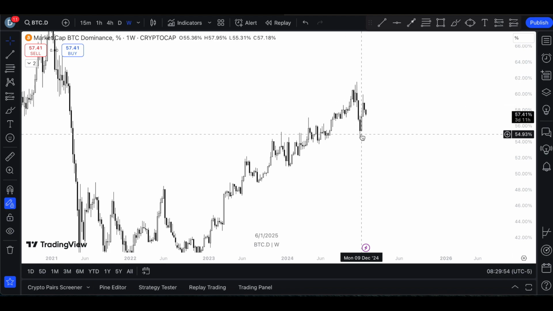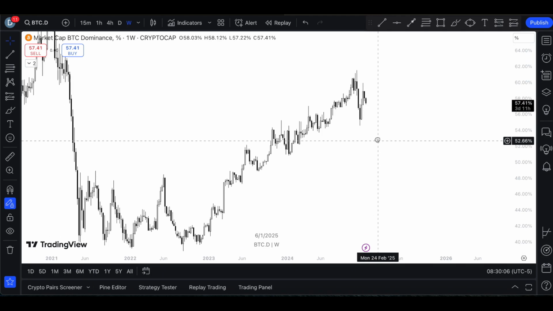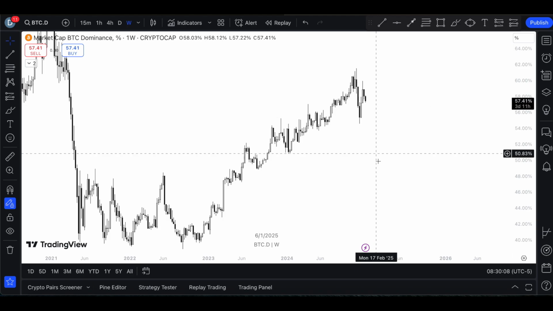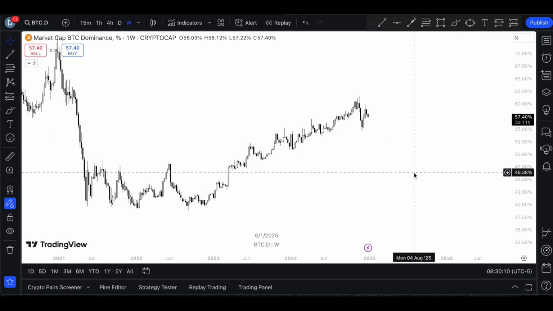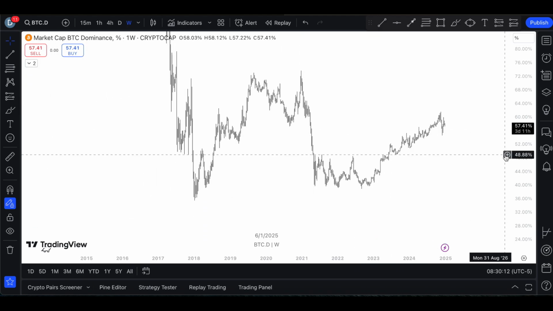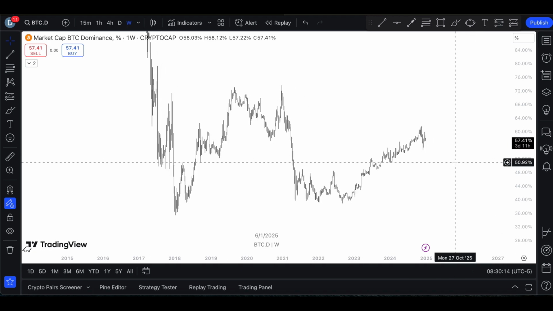You've got some nice displacement down, a bit of an AMD reversal, OTE, and if this first leg can come down and head back towards this point around 54.5%, then it's very, very likely we get a continuation down.